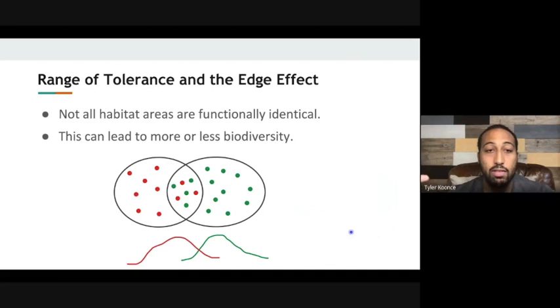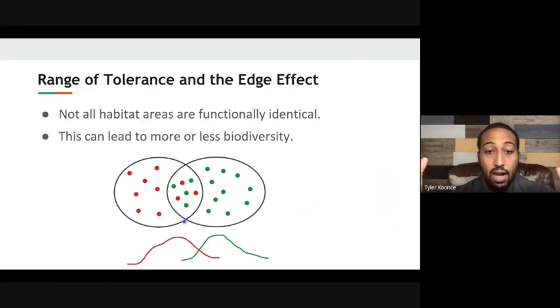So say that for some reason, pressures cause two species to overlap their range of tolerance. So the range of tolerance down here for the red and green, and it's just some made up thing, cause them to overlap. And in the middle, right here, you're going to have a really high biodiversity because of the melding of those two species.